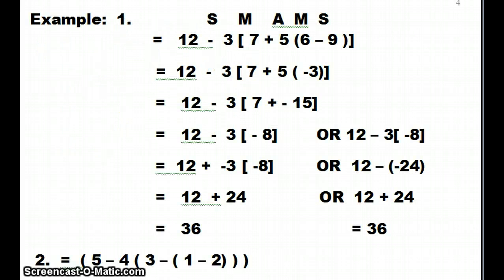On page 4, we have our first example that has some parentheses. And this one actually has nested parentheses. It has a square bracket and it has parentheses inside of it.